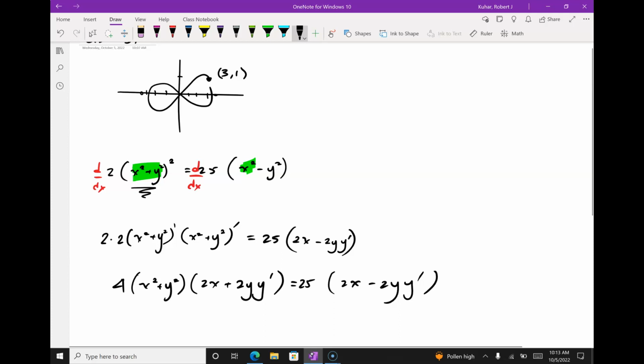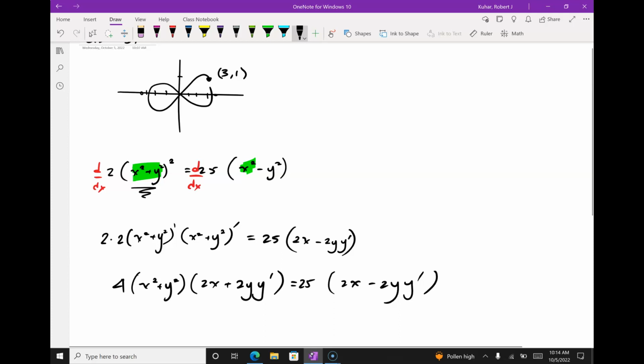And on this side I went right away to the derivative. The coefficient goes along from the right. Derivative of x squared is 2x, derivative of y squared is 2yy prime. Yes, ddx, that's how you say it. ddx means derivative. Prime means derivative.